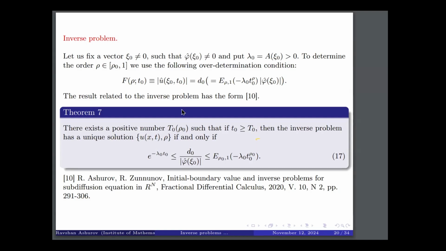Then we can prove that the inverse problem has a unique solution if and only if D0 satisfies this condition.